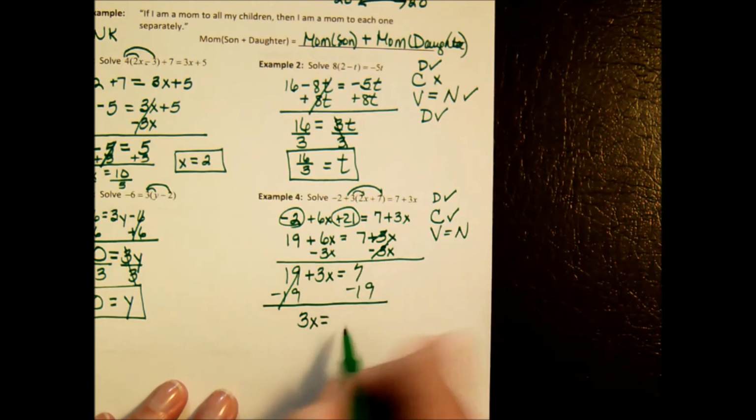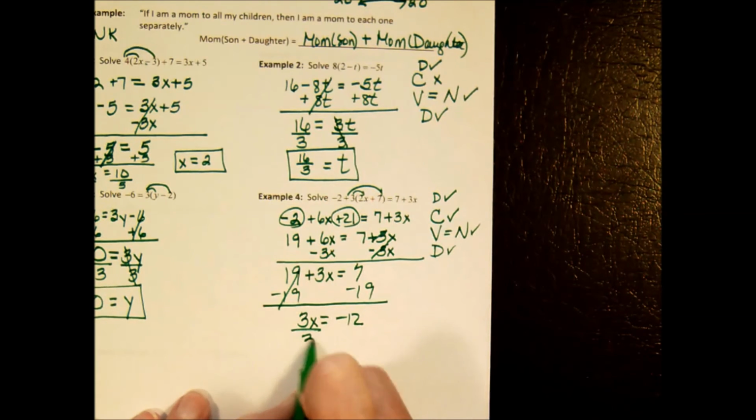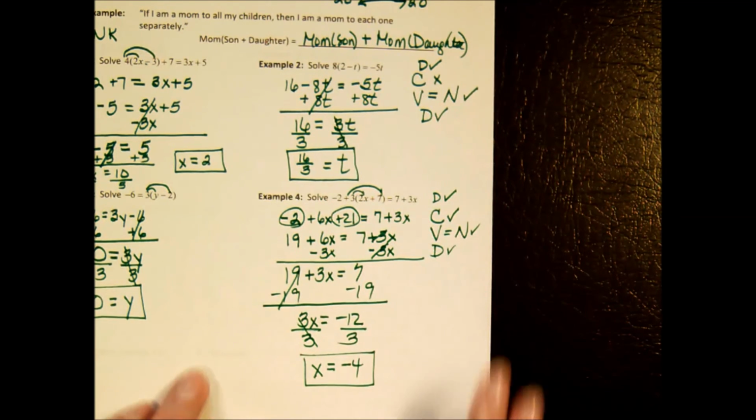Take away 19 is negative 12. That is now done. Last step always is to divide. So I divide by 3 and I get x equals negative 4. All right, on the next page you will see some that you need to try on your own, and then you can bring those to class and we will discuss them if you have questions.